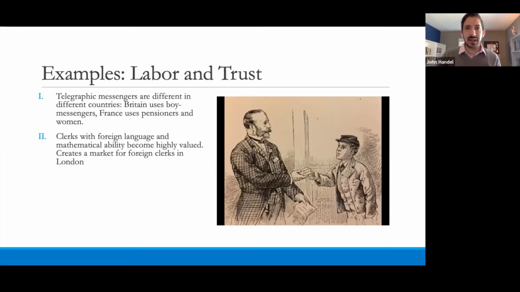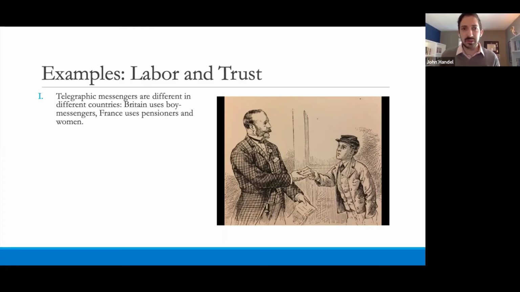Labor is the other thing that I want to bring into the fold here. Different financial centers had very different systems of how they delivered messages and produced information. In Britain, the telegraph boy is a huge trope and a huge presence in financial markets. But British arbitrageurs are constantly complaining about the fact that in France, they use pensioners and women to deliver messages, which they consider to be slower and a worse and less efficient service.